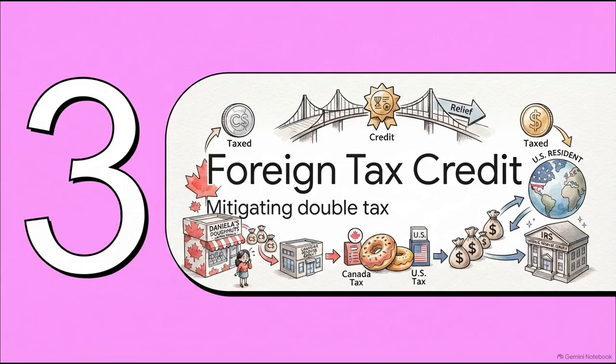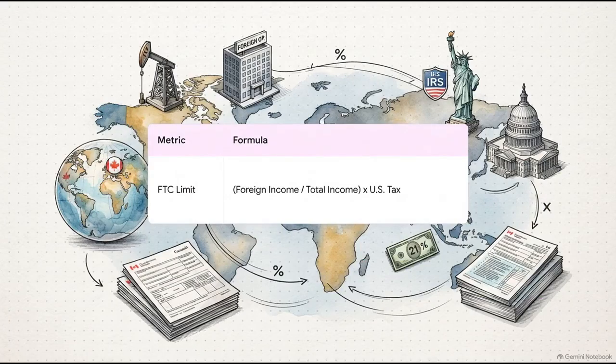resident. So how on earth does she avoid paying taxes to two different governments on the exact same donut sales? The answer is the foreign tax credit, and the absolutely crucial point here is the limitation formula. The U.S. essentially says, look, we will give you a credit for the taxes you paid to Canada, but only up to the amount of U.S. tax you would have paid on that specific foreign income.